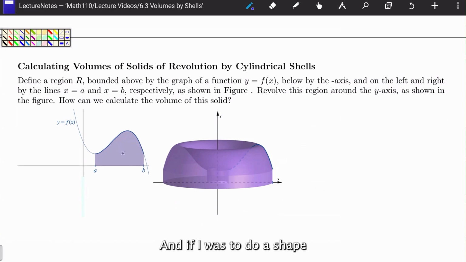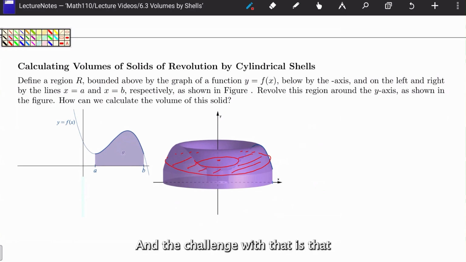If I was to do a shape like this using slices, then I would probably be slicing at different y values. And if I was to slice at a particular y value, say this y value here, I would have a circular washer-shaped slice. So it would look like this.